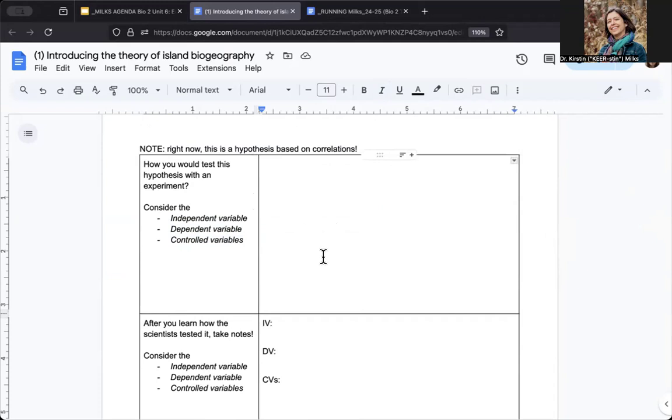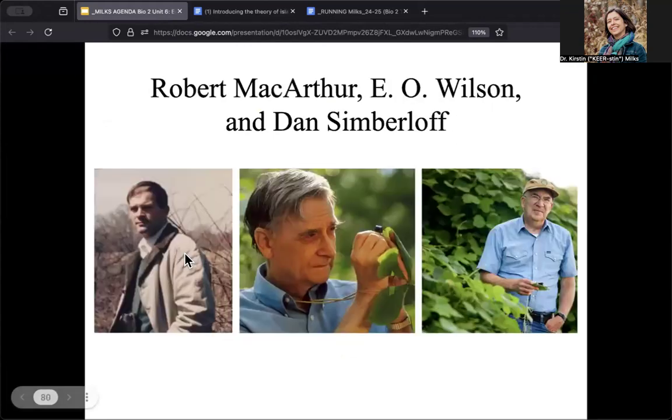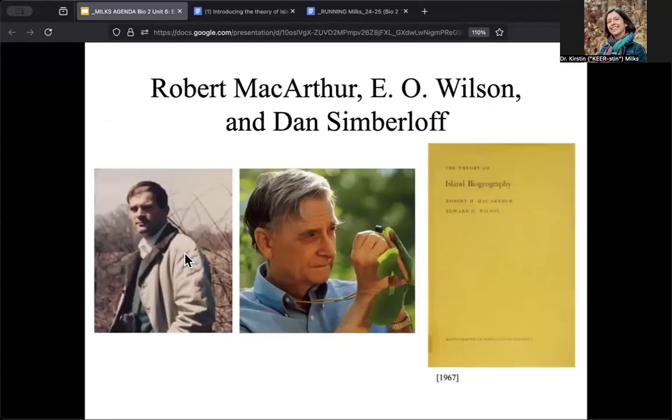So go ahead and write some notes. There are not any right or wrong answers. Write IV colon, DV colon, CV colon, and think about what you would have to do to make this experiment happen. Pause the video.